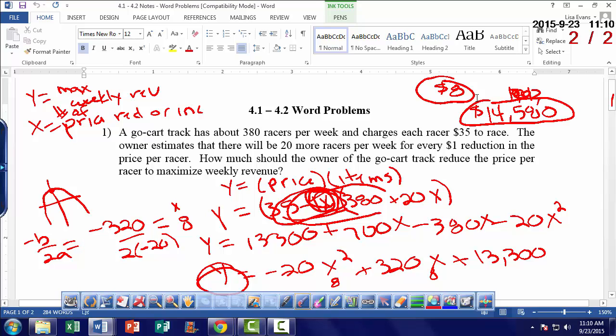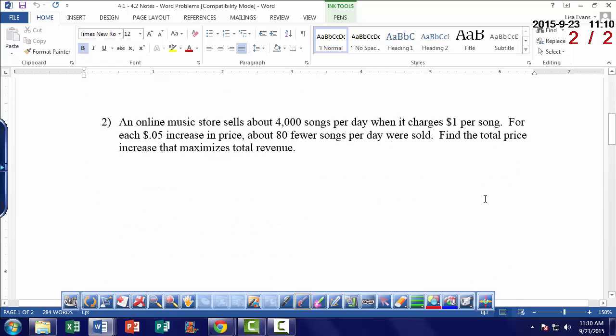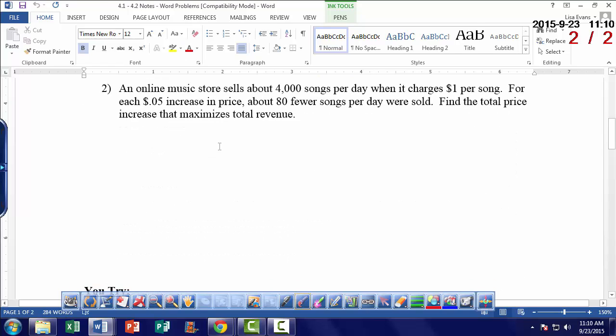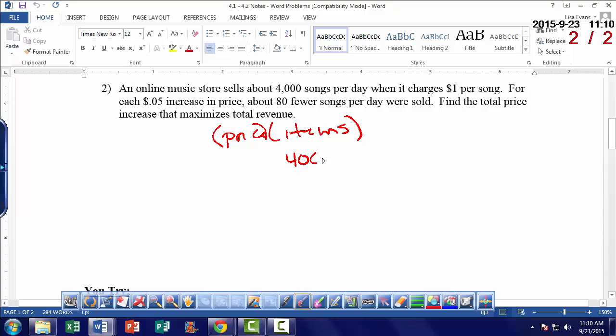Now we're going to go ahead and try another problem. I want you to see how it's very, very similar. Okay, here we go. We're going to have our price and we are going to have our items. Price and items, that's what this messy writing says. An online music store sells about 4,000 songs per day when it charges $1 per song.